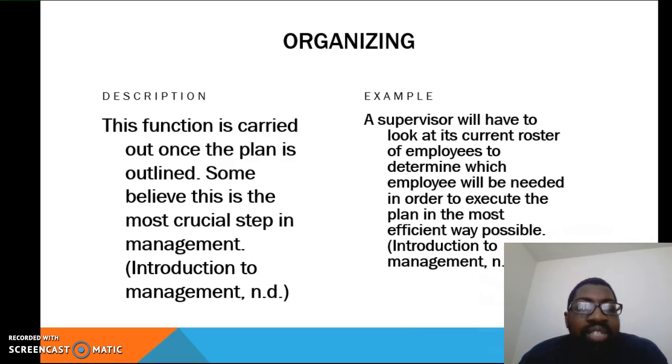Organizing. This function is carried out once the plan has been properly outlined. Some believe it is the most crucial step because it actually involves executing and achieving the goal needed. A supervisor will have to look at their current roster of employees in order to determine which employee is needed in order to execute the plan in the most efficient way possible.